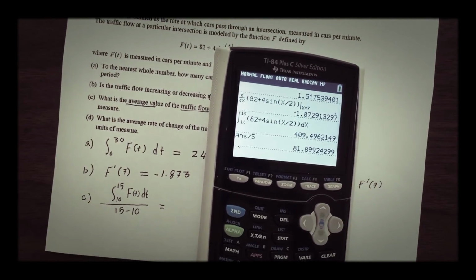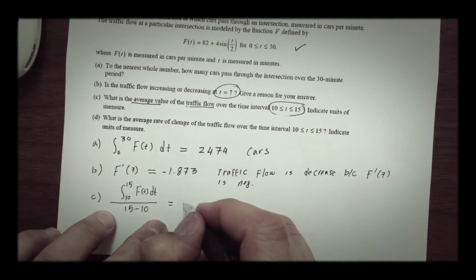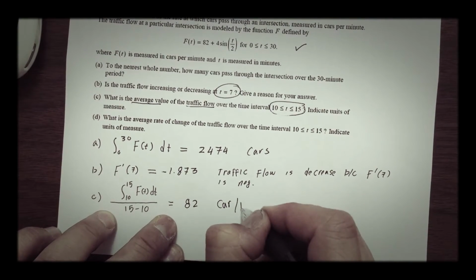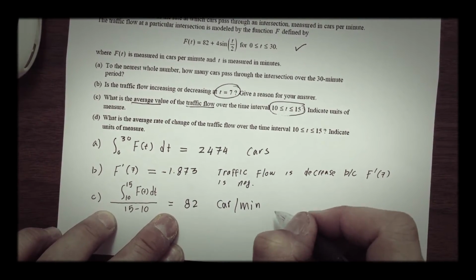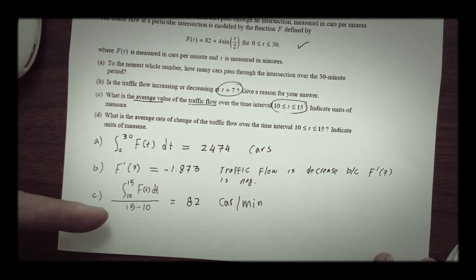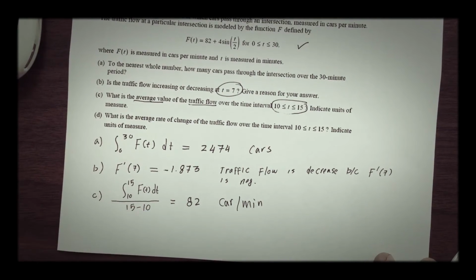Okay, and we're talking about cars, so we want to round these numbers up. So 82 cars. So this is about 82 cars per minute. So this is the average. So the average amount of cars that pass through the intersection from time 10 to 15 is about 82 cars per minute.